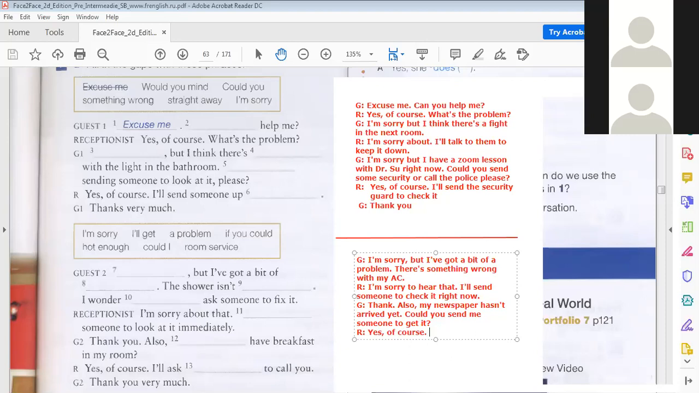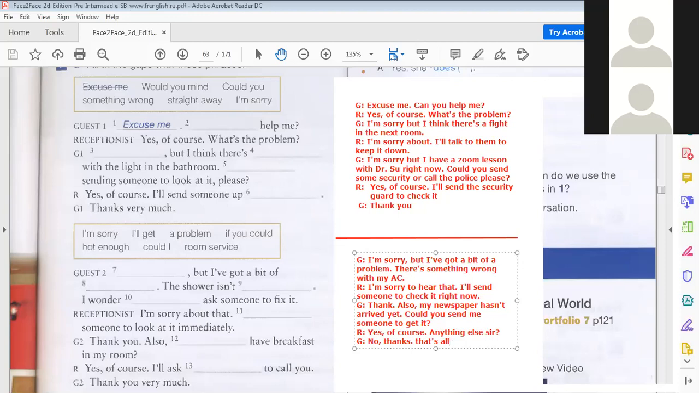What else can the receptionist say? Yes, of course. Anything else, maybe? Yeah, maybe. That's not a bad idea. Anything else, sir or madam? No, thank you. No thanks. That's all. Yeah, it's a good conversation, I think.